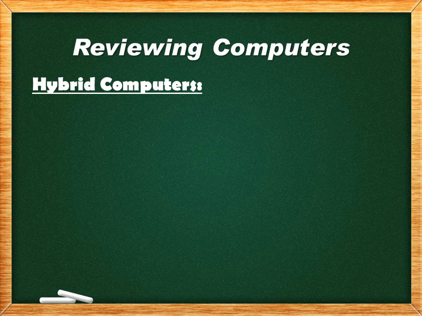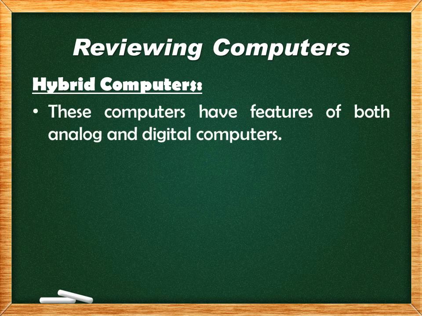And moving towards the hybrid computer. Before starting this, let us see what the word hybrid means. Consider an example: you have heard of a hybrid car. This car can be operated on fuel as well as on electricity. So this car has a feature of two things. In the same way, hybrid computers are those computers that have features of both analog and digital computers.